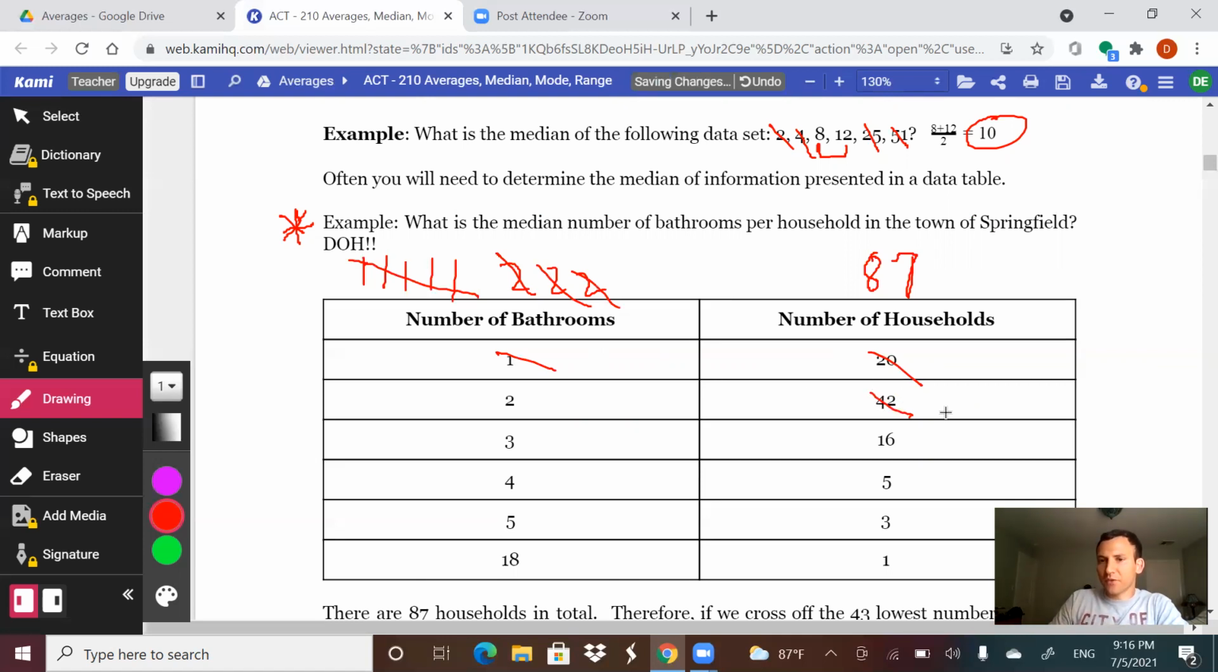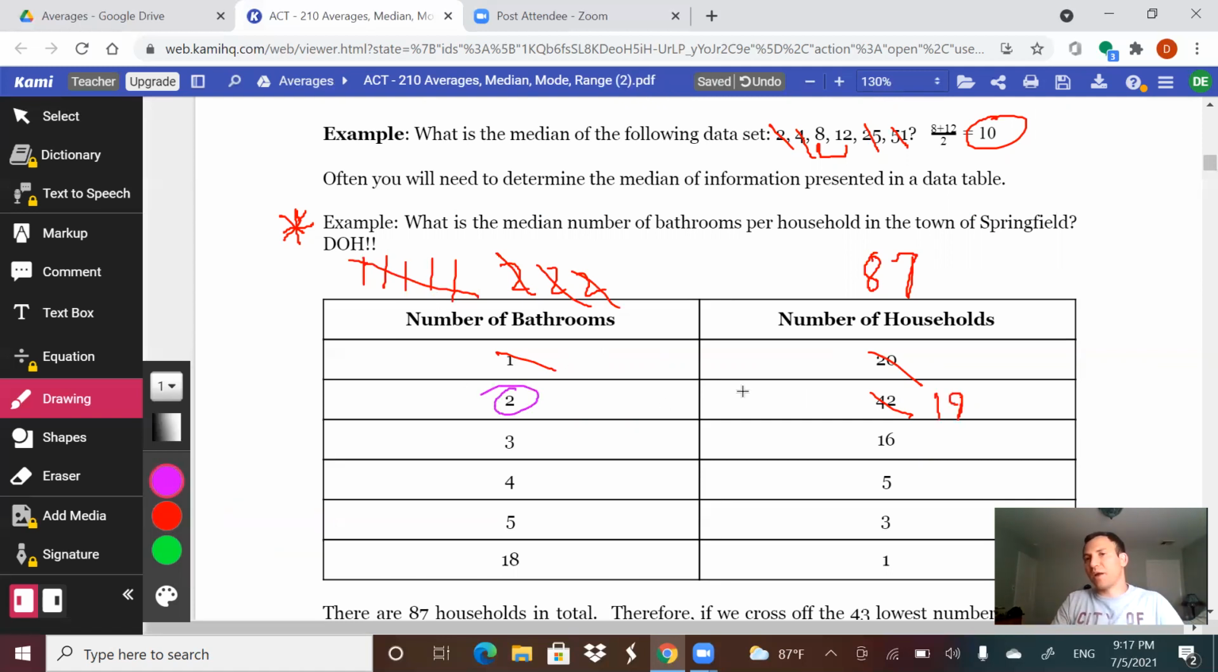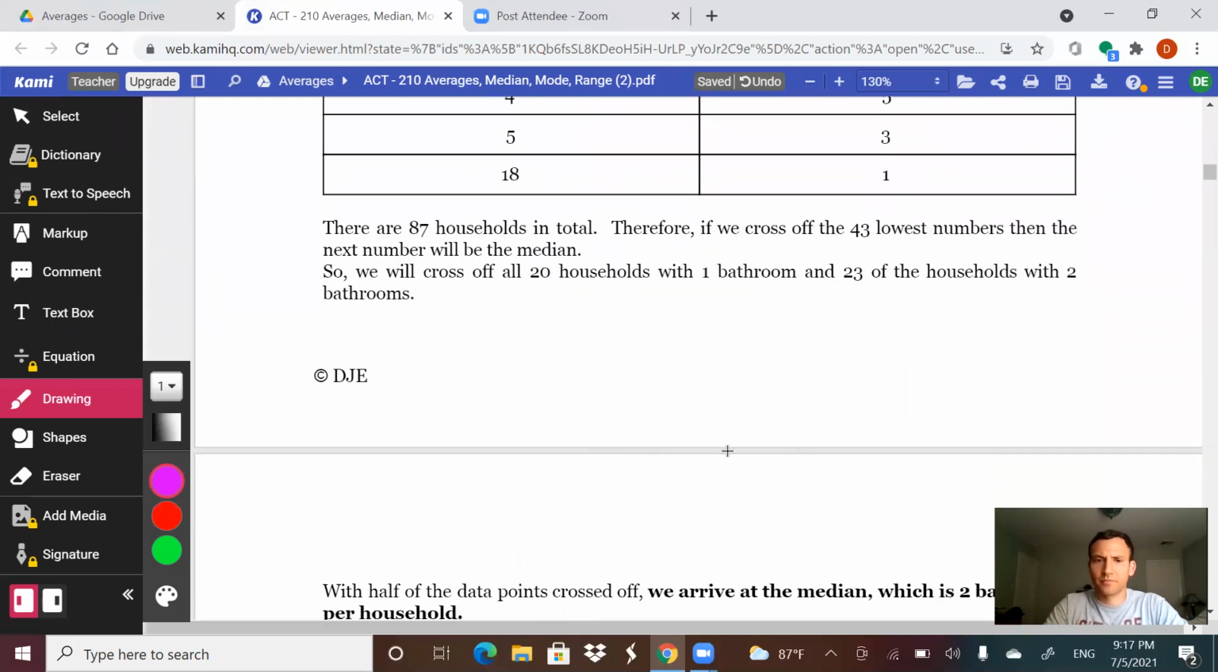So I'm going to be left with 19 twos. But my median number will be 2. Because once I've crossed off my lowest 43, I've gone halfway and I'm still at 2. Hopefully that makes sense without having to write everything out. If you need to, though, write all the numbers out and you'll see.